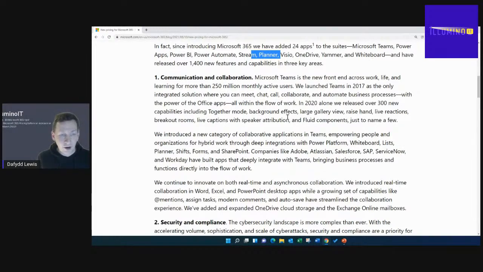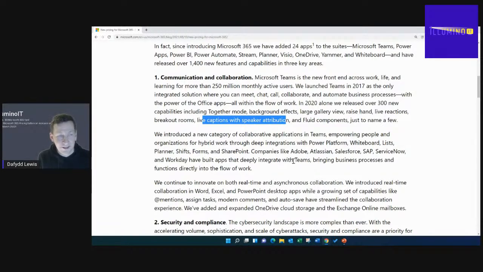You've got things like the Fluid components they're talking about here, which will give a whole new experience for collaboration, and live captions with speaker attribution within Teams. There are so many other integrations with Teams by now, so it's possible to run your whole workflow of those different apps from those different vendors within Teams as well. All of those things come together, along with the compliance and security aspects of the product. This is Microsoft's rationale for these price rises.